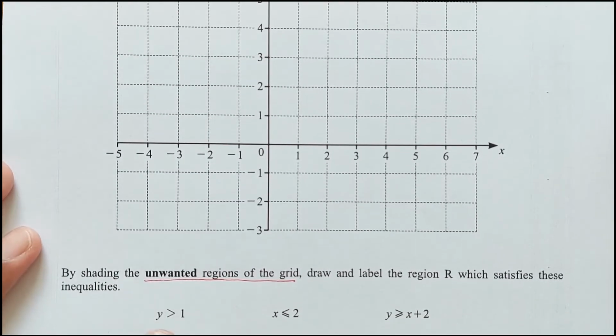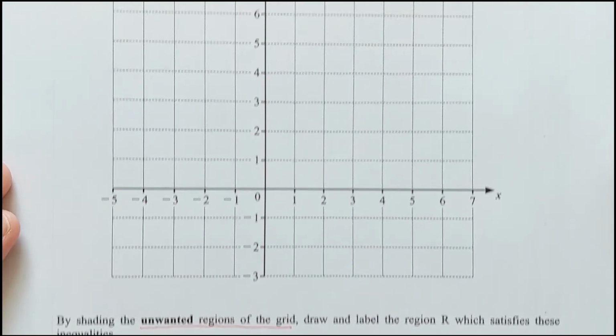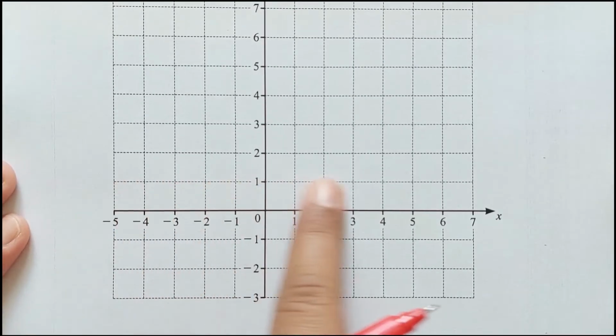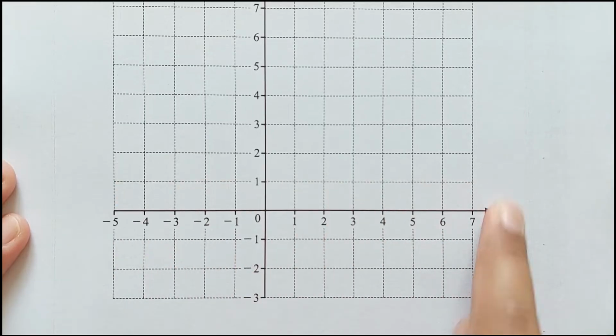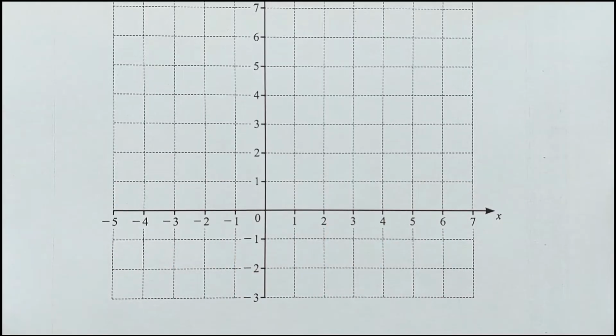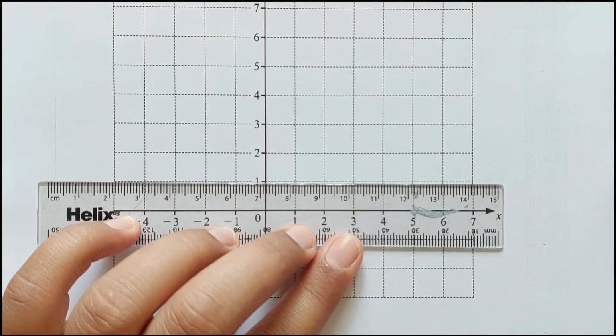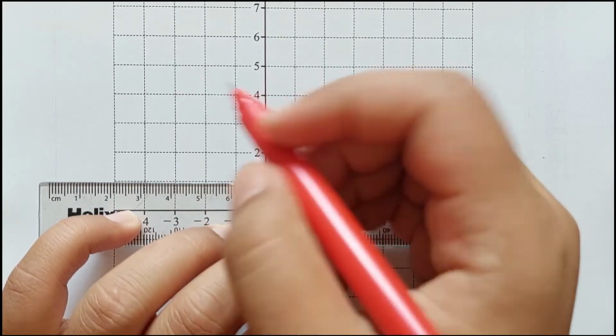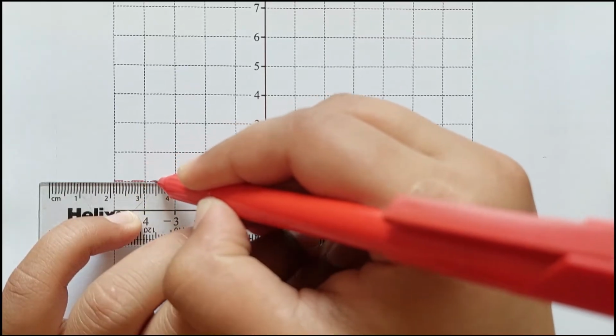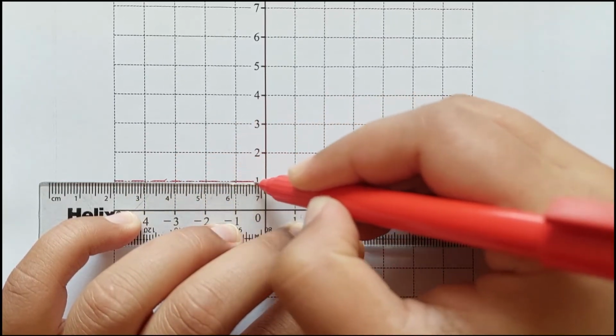So the first inequality is y is greater than 1. Okay, so we have, this is y equals 1. So y is greater than 1 is going to be the dotted line. Let me draw the dotted line. Y is 1. Let me draw the dotted line over here.